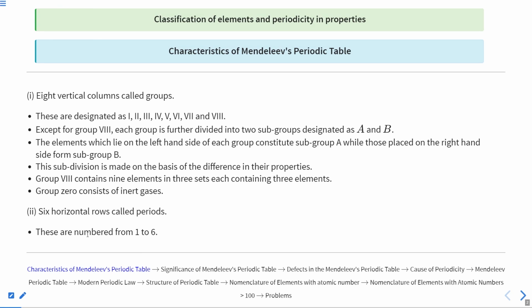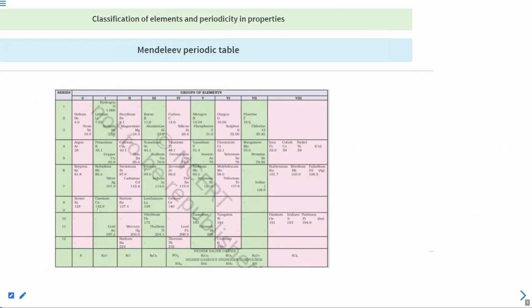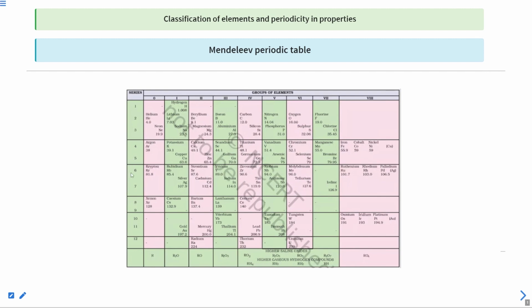Now, apart from the vertical groups, we have horizontal rows, which are numbered from 1 to 6. See here, 1, 2, 3, 4, 5, 6. These are series, and each block is called one period. So 1 block, 2 block, 3 block, 4 block, 5 block, and 6 blocks are there.